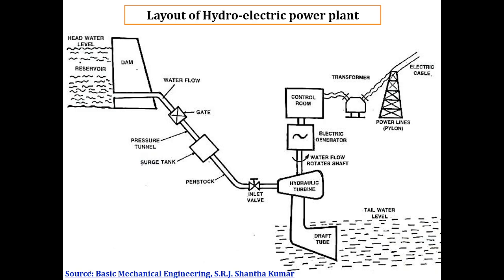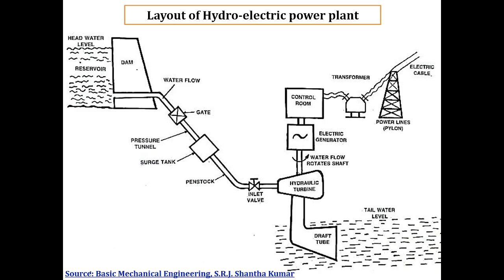The flowing water rotates the hydraulic turbine. The turbine shaft is connected to an electric generator. The generator produces electrical energy. The electrical output then passes through a transformer before being transmitted through power lines. After passing through the turbine, the water is discharged through the draft tube into the tailwater region. So the complete conversion is stored water to flowing water to turbine rotation to generator to electrical energy.